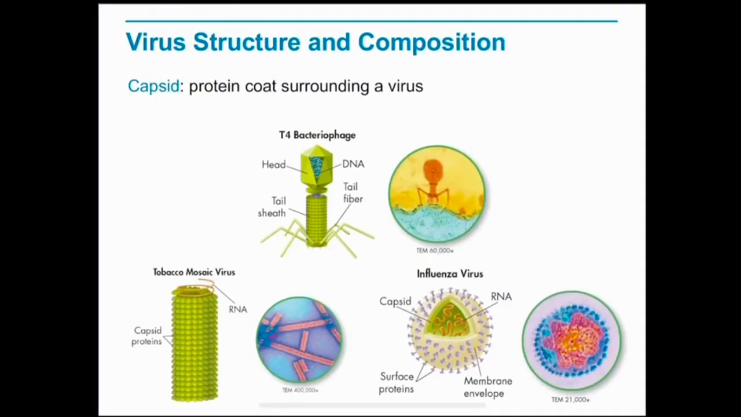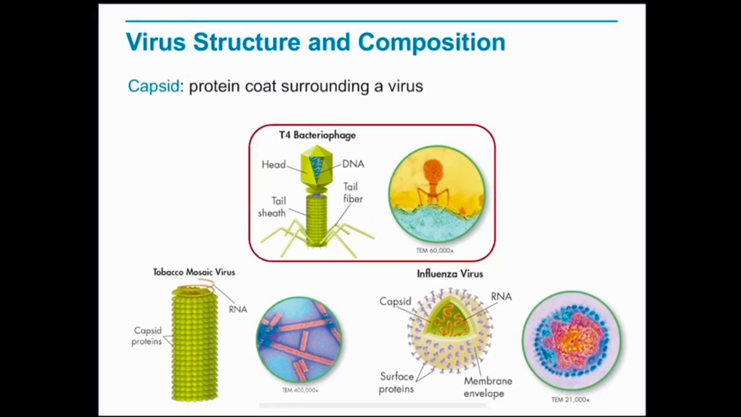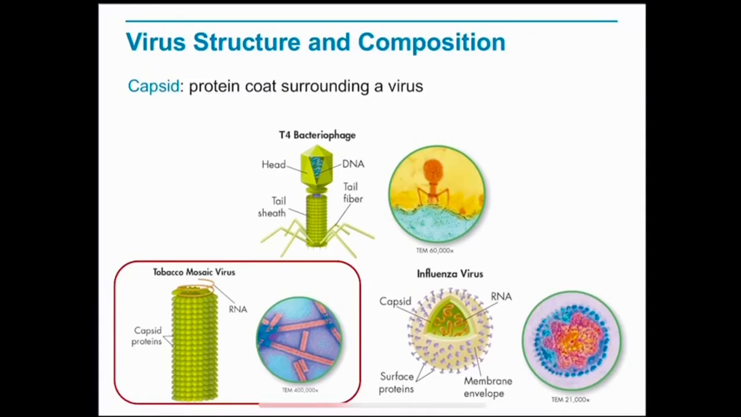And to understand how they can infect other living cells and reproduce, we have to know the structure and the composition of viruses. They differ widely in terms of sizes and structures. For example, we have the T4 bacteriophage. Please note that viruses that infect bacteria are called bacteriophages, which is the literal meaning of bacteria eaters. And the tobacco mosaic virus.